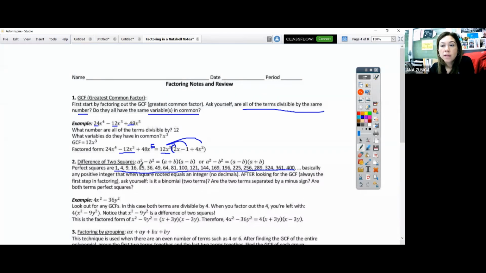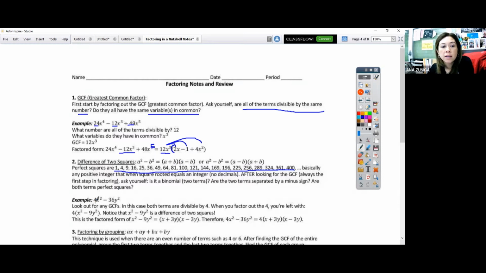So the way you factor the difference of two squares is literally by taking the square root of both terms, one plus, one minus. The fact that it's one plus, one minus means that when you distribute, that middle part is going to cancel out, and therefore that's why it works.